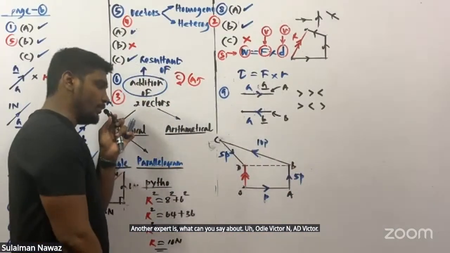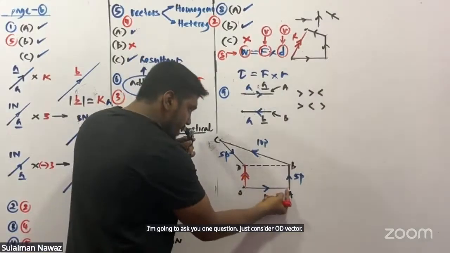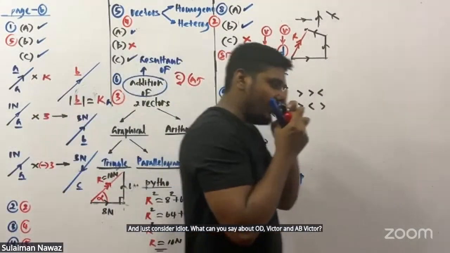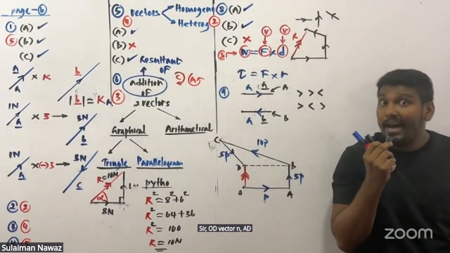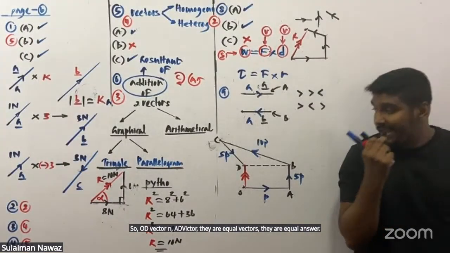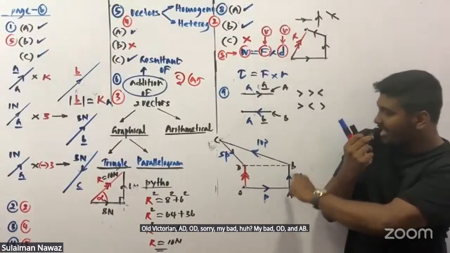I'm going to ask you one question. Just consider the OD vector and just consider the AB vector. What can you say about OD vector and AB vector? Raise your hands. They are equal vectors. Sorry, my bad, OD and AB. OD and AB.